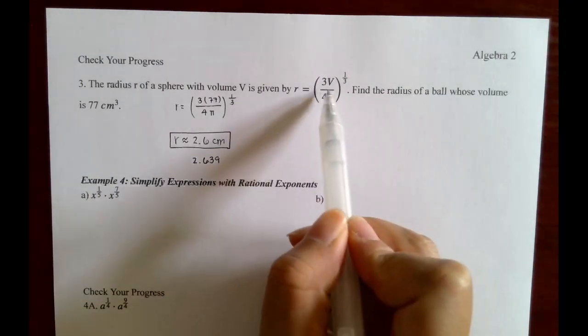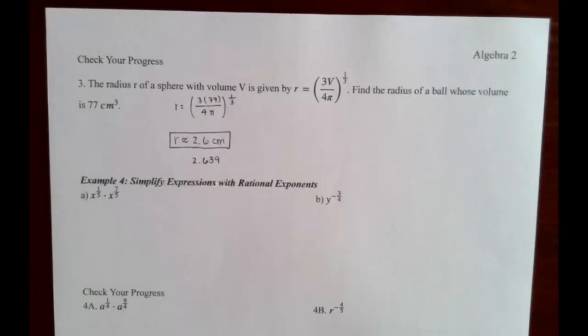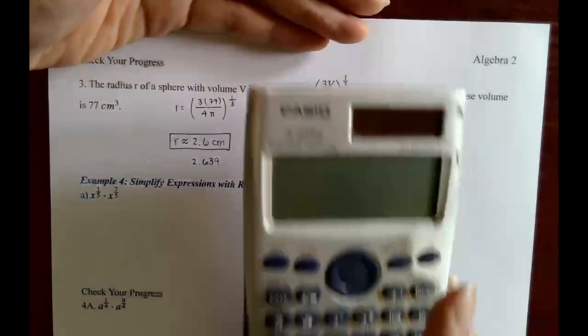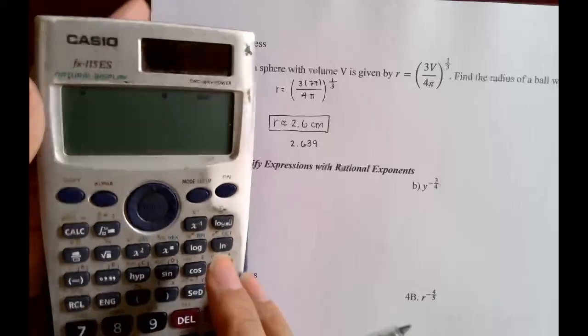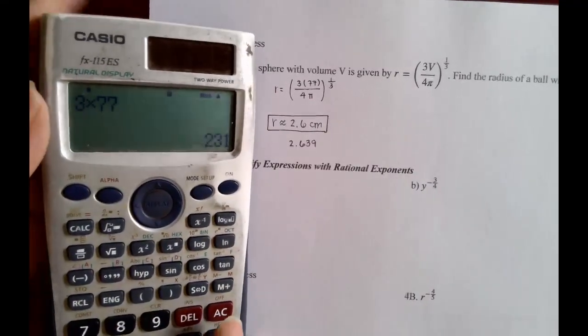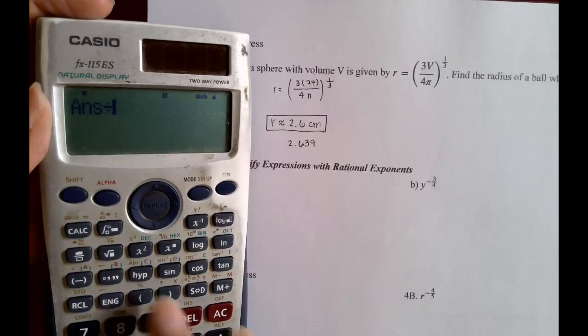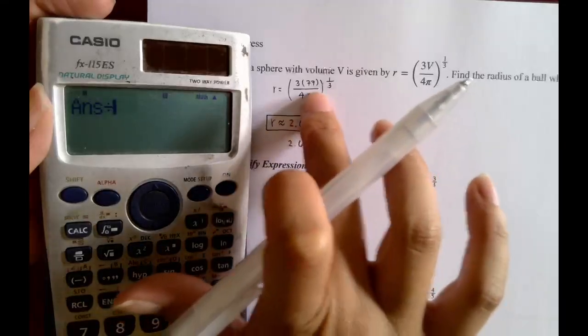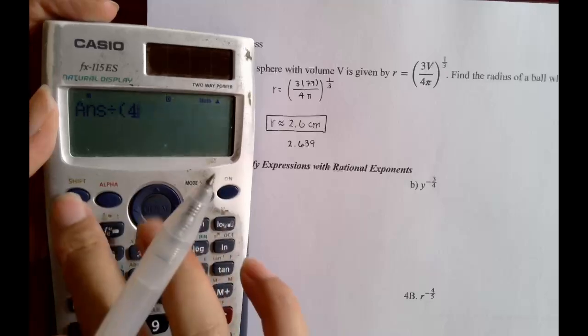Okay, so here using this formula, I just plugged in 77 for V. Then you got to make sure you're following order of operations and telling your calculator how to do it. So with my calculator, first thing I did was 3 times 77. Then I want to divide by 4 pi, and I want 4 pi to be considered together, right? It's dividing by 4 and dividing by pi. So I put it in parentheses.